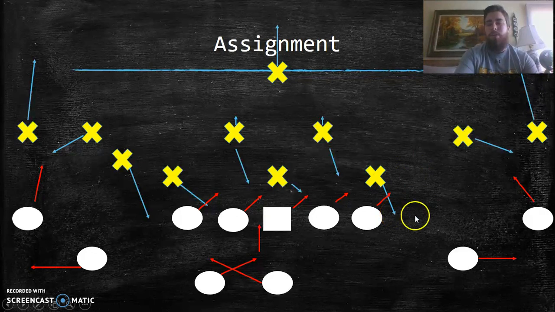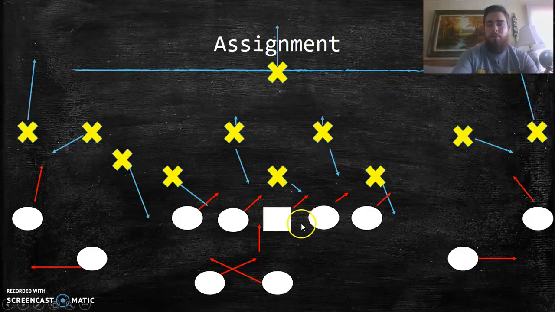So if you want to call it the C gap, he is responsible for the C gap. And so his job is, I want him to hold on to the outside gap, be responsible for the outside gap. Don't let the running back cut outside, but also don't get blown upfield or blown too far out to the outside. So he's got to hold his ground.